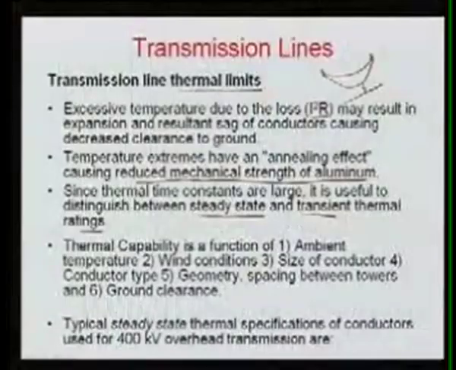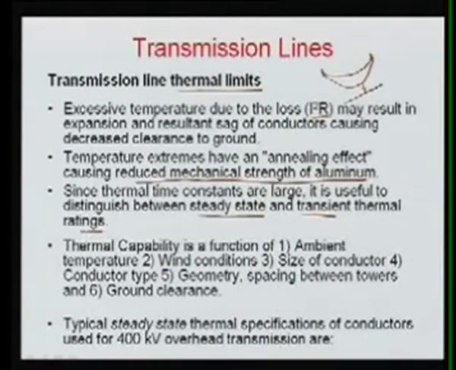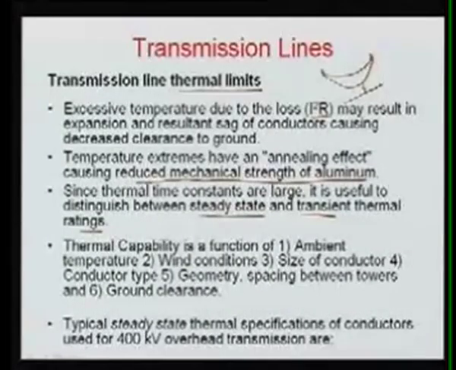Ground clearance is also very important, because if there is more temperature rise, the clearance will be reduced, and therefore we cannot operate the line successfully. Typical steady state thermal specification of conductors used for 400 kV overhead transmission lines, the 400 kV I am going to talk about, is for the Indian condition.